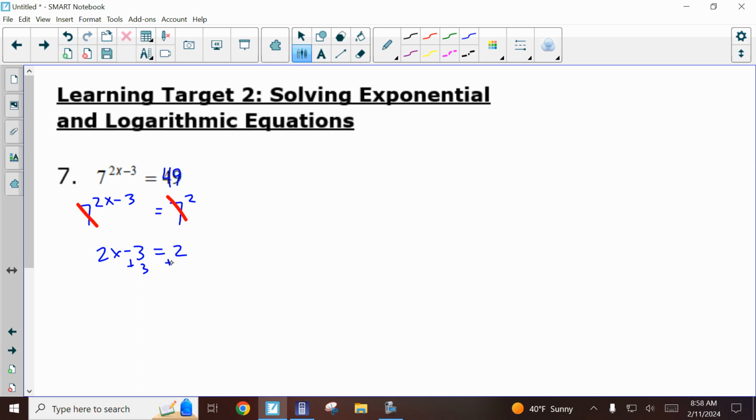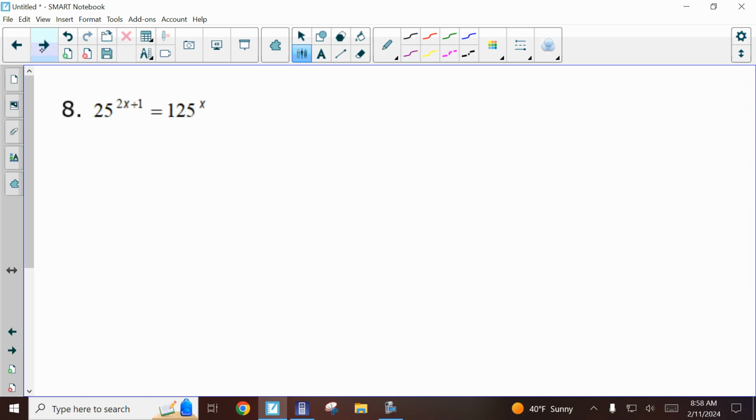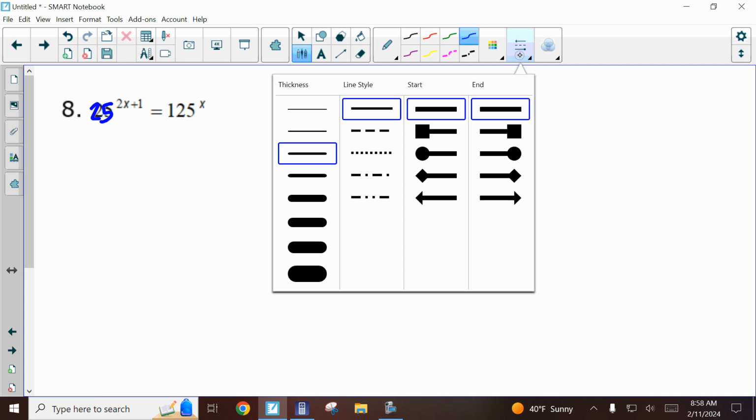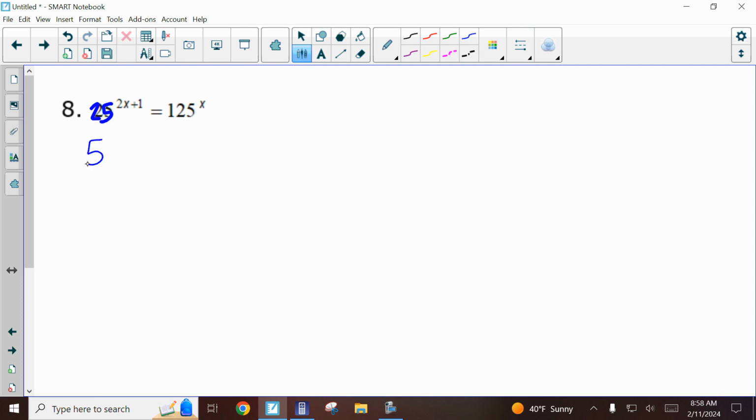Then we add 3 to both sides. That's 5. That's 2x. And then we just divide by 2. So x equals 5 over 2. Next problem is similar, but you're going to notice that you can't change 125 into a 25. I know that because 25 squared is already bigger than 125. So if you can't change the big one into the small one, you have to see if you can change the small one into something else. The small one in here is 25, and I know for a fact that 25 can be written as 5 squared.